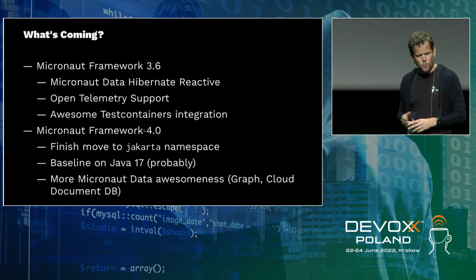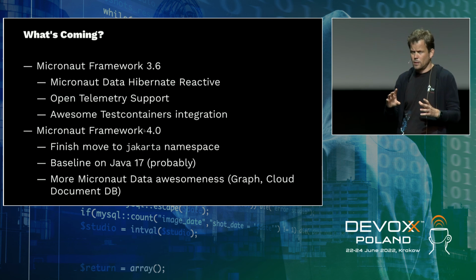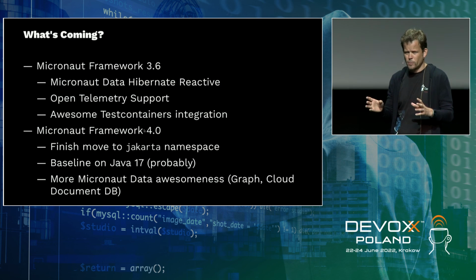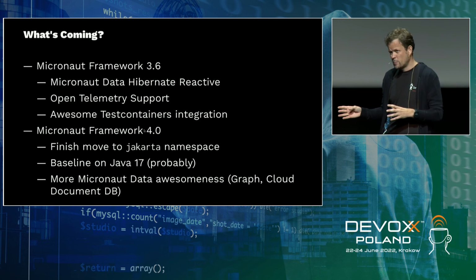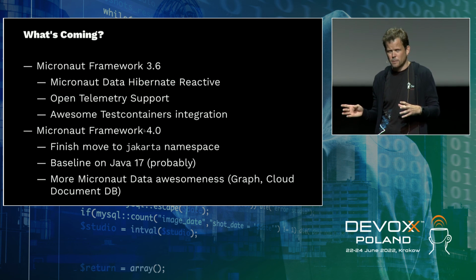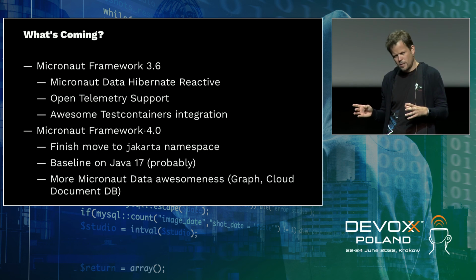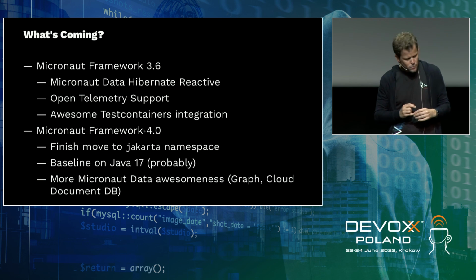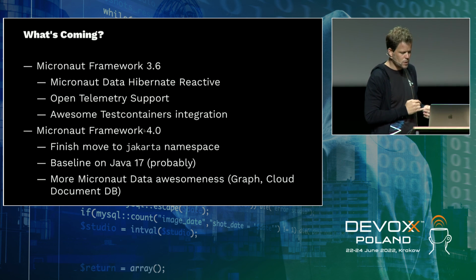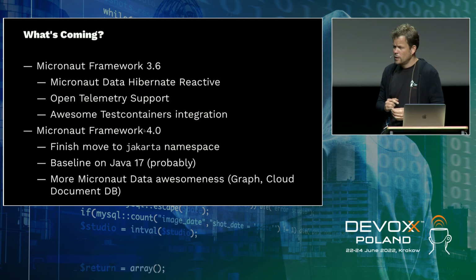And then later this year, we'll be releasing Micronaut 4. I don't anticipate Micronaut 4 being a big breaking change from an API perspective. We do need to finish moving to the Jakarta namespace. I think we still have javax.validation to switch over, and javax.transaction, I think, needs to be switched over. We need to complete that migration, and hence the new major version number. And we're likely to baseline on Java 17 for Micronaut 4.